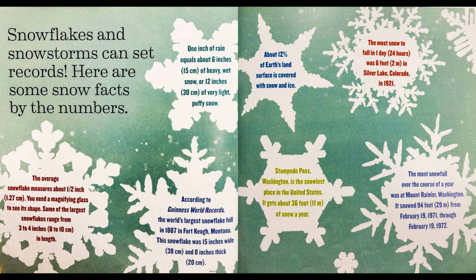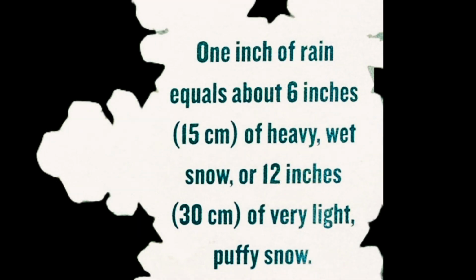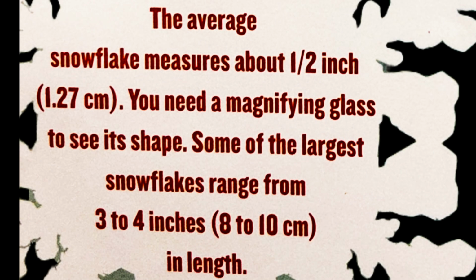Snowflakes and snowstorms can set records. Here are some snow facts by the numbers. 1 inch of rain equals about 6 inches of heavy, wet snow, or 12 inches of very light, puffy snow. The average snowflake measures about ½ an inch. You need a magnifying glass to see its shape. Some of the largest snowflakes range from 3 to 4 inches in length.